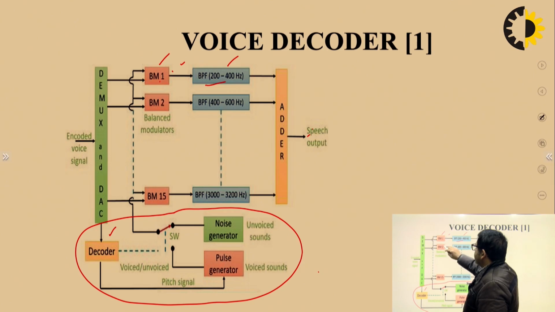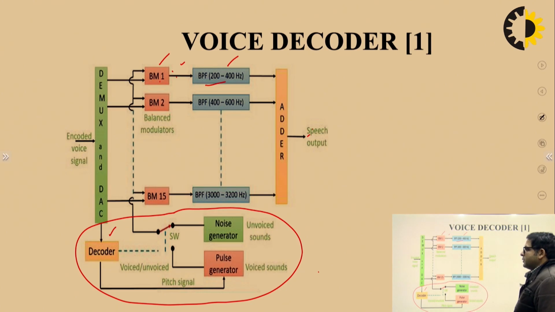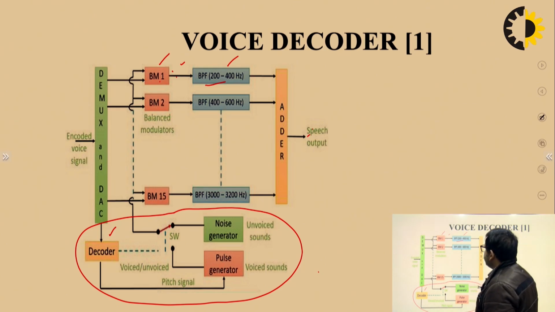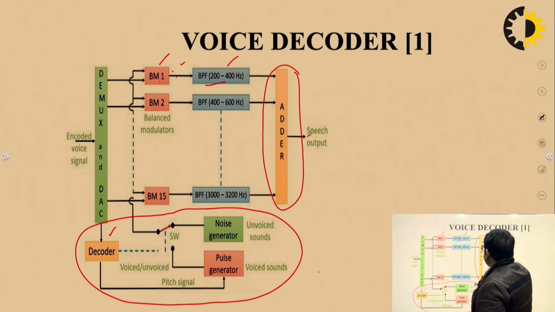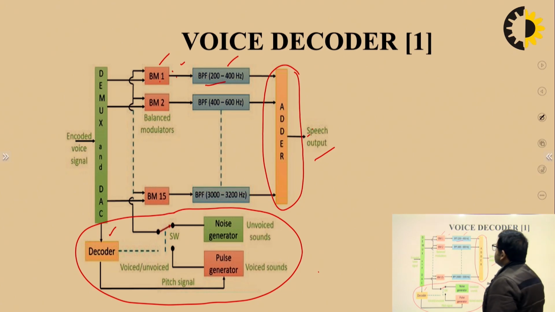The output of each balance modulator is fed into a band pass filter, which further segregates the desired information, and at the last end this adder combines all the extracted information and produces the speech output. So this is the most common voice encoder decoder block diagram which we use frequently.